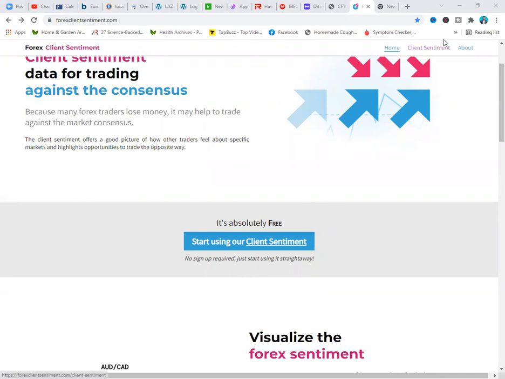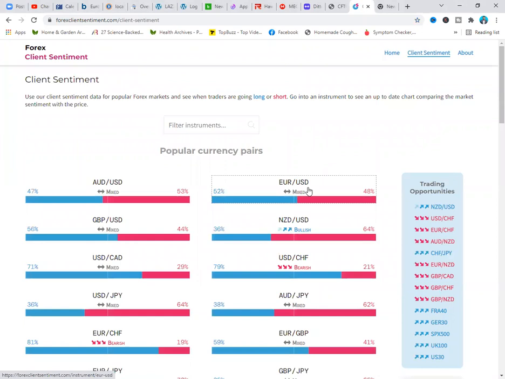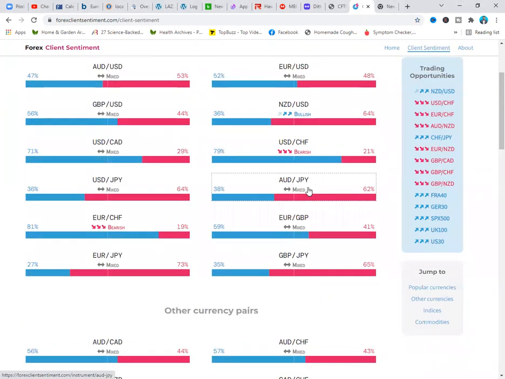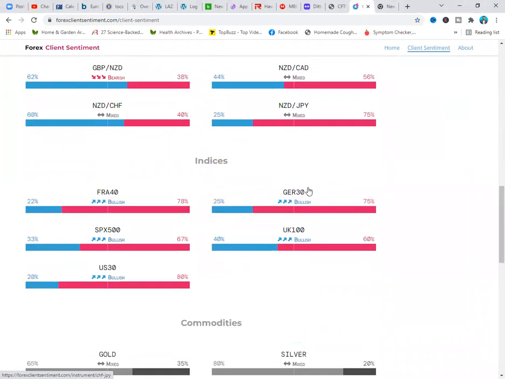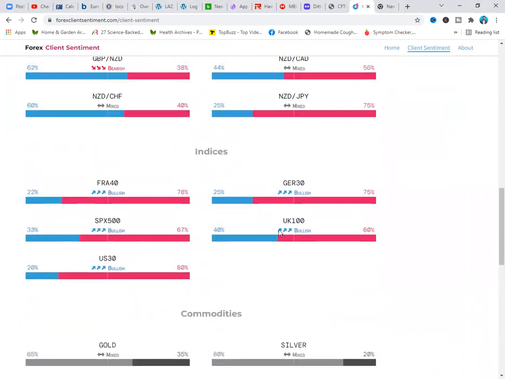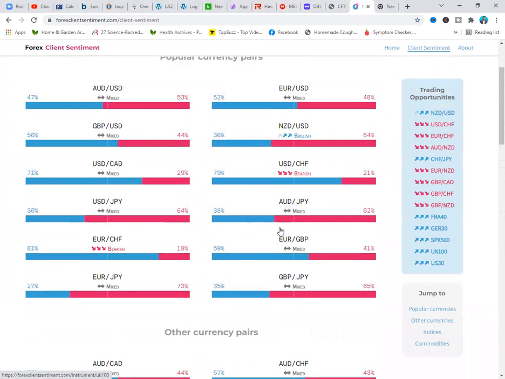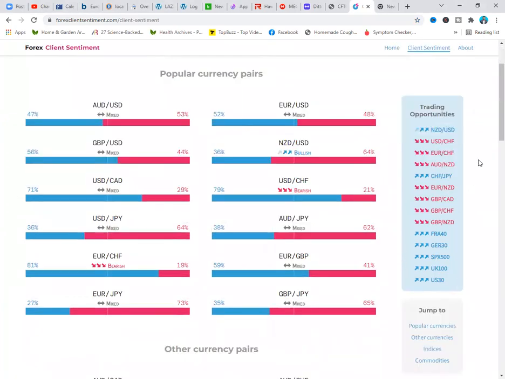If you click on Client Sentiment at the top here, it will load, and then you have access to the client sentiment, which is here. We have all the currencies, including some indices and commodities: gold, silver, oil. All the sentiment of these are here, all right? Good. They also offer another trading opportunity by giving you signals, the direction they think the currency pair might be going. So Euro, NZD, USD, they are saying going buy.